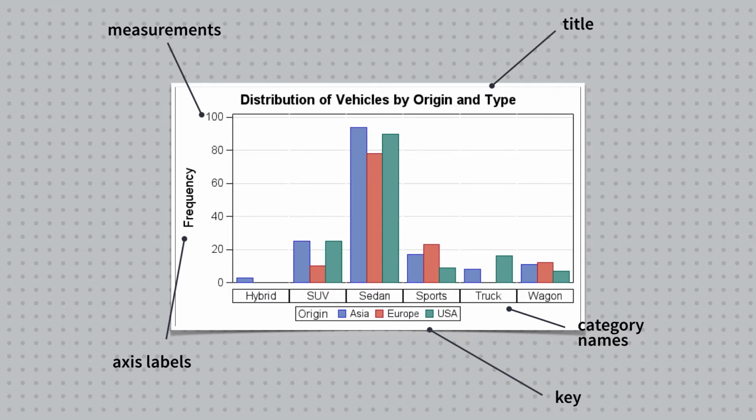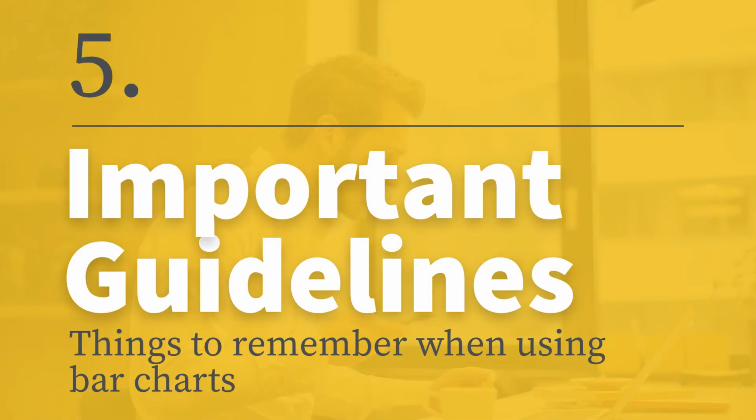And if you are making a group chart or a stack chart, you must have what we call a key, so people know what the different colors within each group represent. So those are the things you need to have when you are designing or making a bar chart. There are also some important things you need to remember when you're using them.